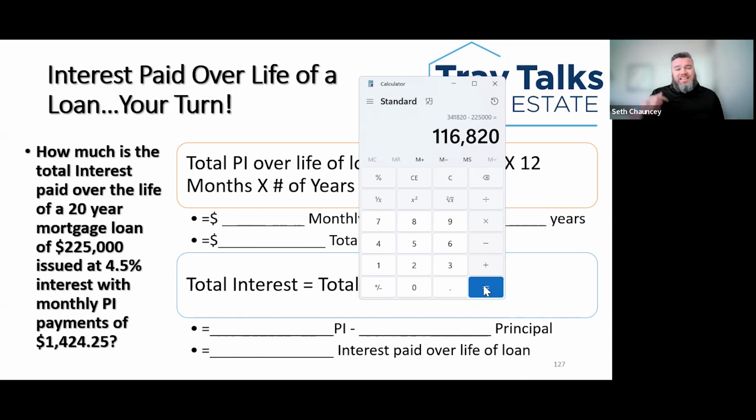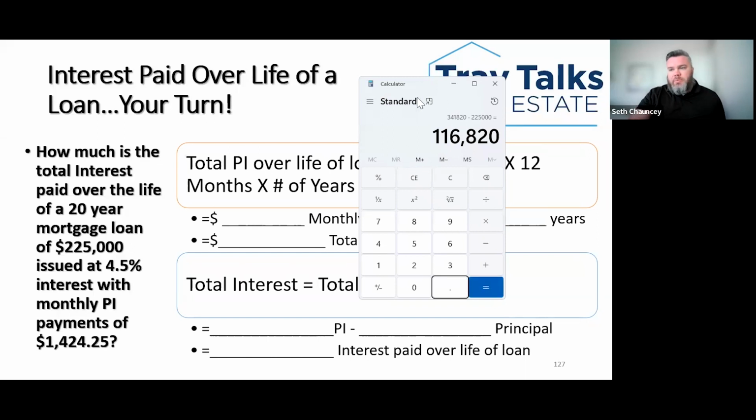The only time you would need the interest rate in a question like this is where we didn't give you the principal and interest payment. You would use the interest rate to find the amortization factor, because of the terms. Then you would calculate the principal and interest payment yourself and figure out the interest paid over the life of the loan. Does that make sense for everybody?